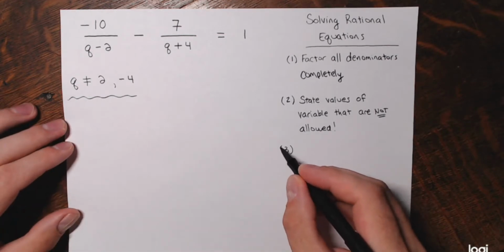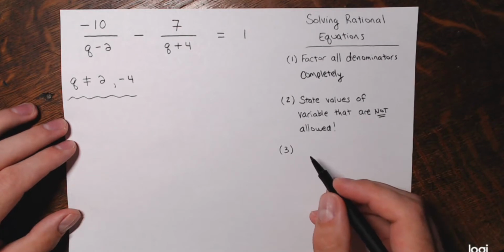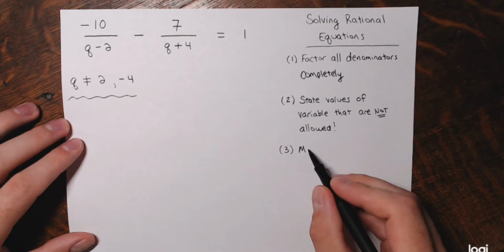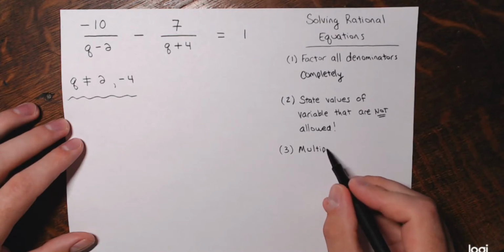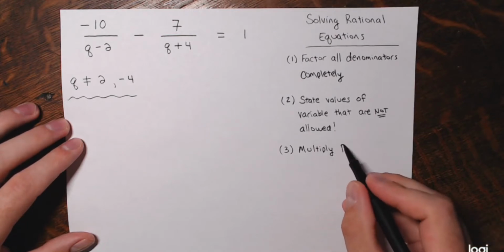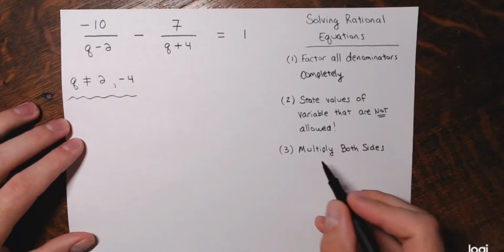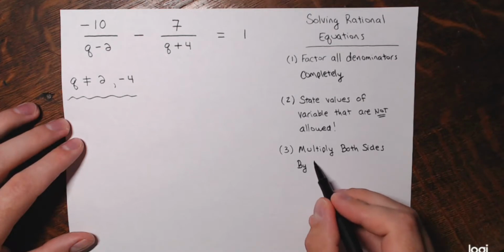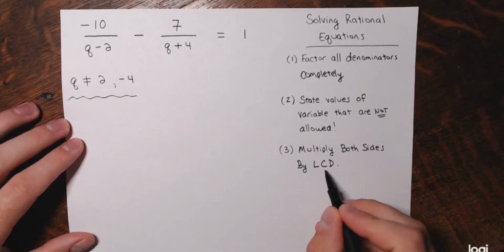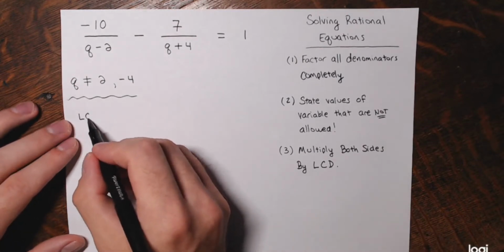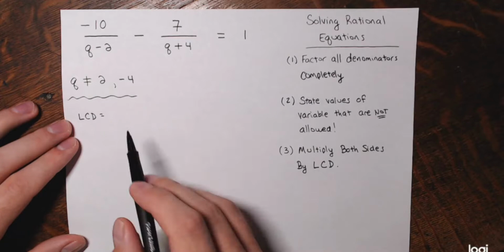Okay, next is multiply both sides of the equation by the least common denominator, or the LCD, which you have seen in previous assignments and previous videos. How to find the LCD. Right, multiply both sides of the equation by, I'm just going to abbreviate it, LCD. Now, first we've got to find the LCD, which is very simple here.